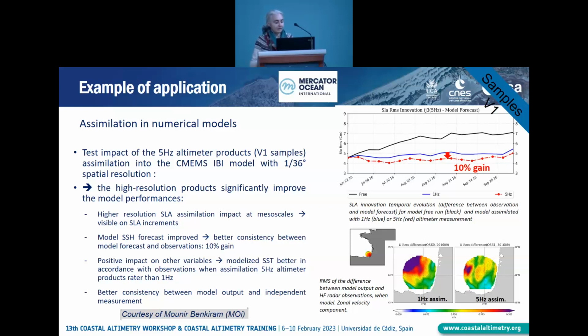And they also observed a reduction of the error for the surface current. So this is illustrated on the map in the bottom here. You can see the variance of the difference between the surface current in output of the model and independent high frequency radar measurement in the Bay of Biscay. And you can see that when the model assimilates the 5 Hz product instead of the 1 Hz, we have a net reduction of the variance of the difference with the high frequency radar measurement.